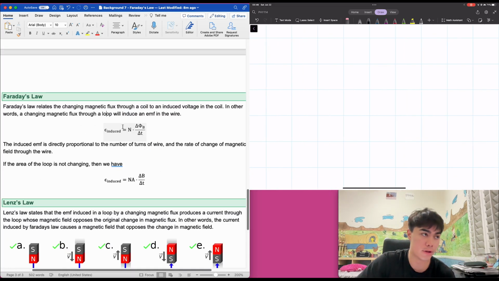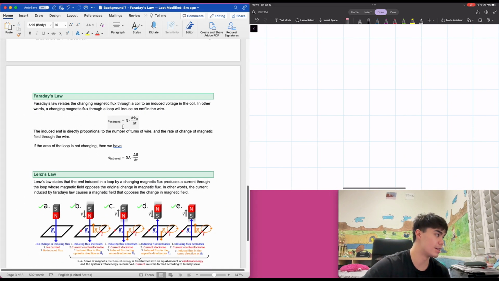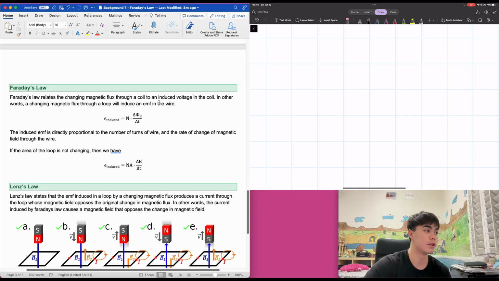Okay, now we're on Faraday's law. This is where the interesting stuff starts. Faraday's law states that a changing magnetic flux through a coil will induce an EMF within the coil. That's a lot of big words, but to shorten it, if you change the magnetic flux, it causes a current.